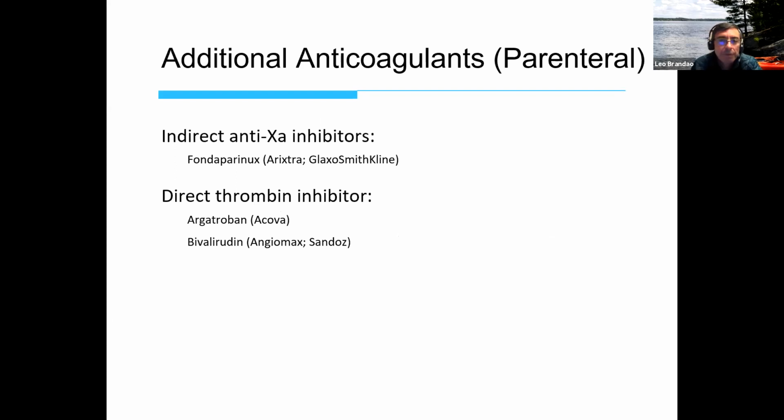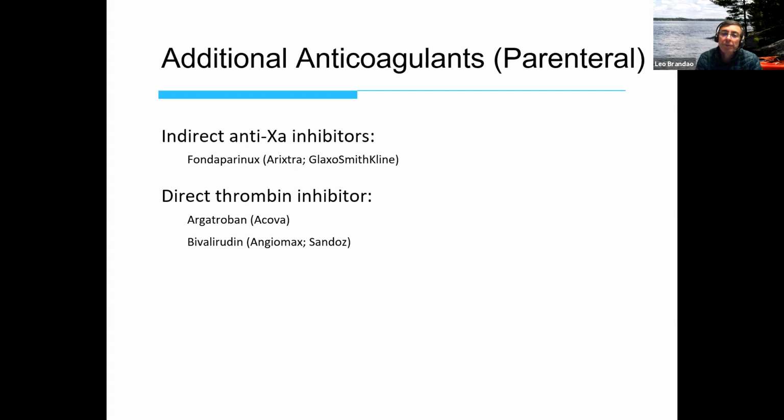Let me use the final 5 minutes to just mention additional anticoagulants that have increasingly been used in pediatric practice. Their class of medications is not given orally but parenterally. There is an indirect anti-10A inhibitor similar to what heparinoids are. It's an ultra-low-weight heparin, also known as a pentasaccharide, fondaparinux, sold in the market with the name Arixtra.